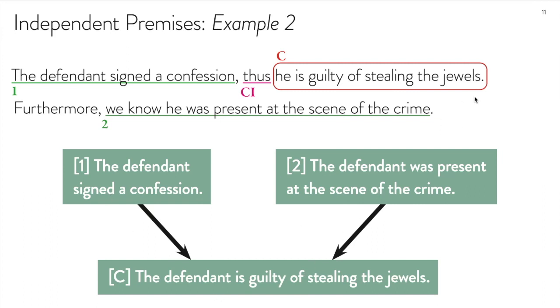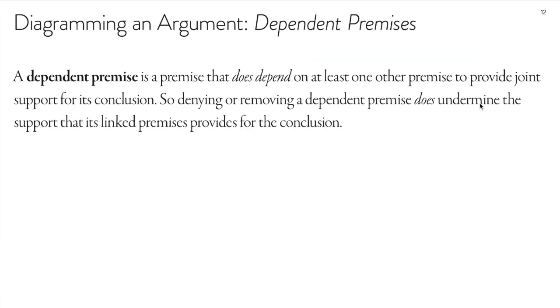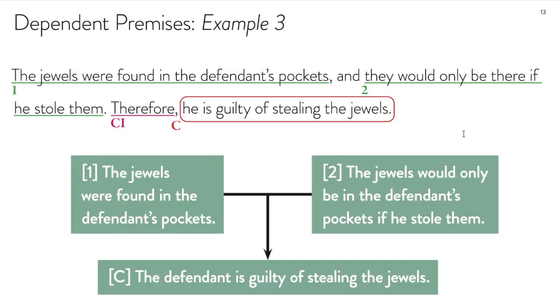There's a separate arrow going into the conclusion from each premise. So we have two arrows here. Now that's different from dependent premises. This is a premise that does depend on at least one other premise to provide joint support. The idea is you need both or multiple premises all at once to support the conclusion. And if these are depending on each other, if I can just kill or destroy or deny one of those premises, the whole thing falls apart. Lawyers are very good at this, as you can imagine.